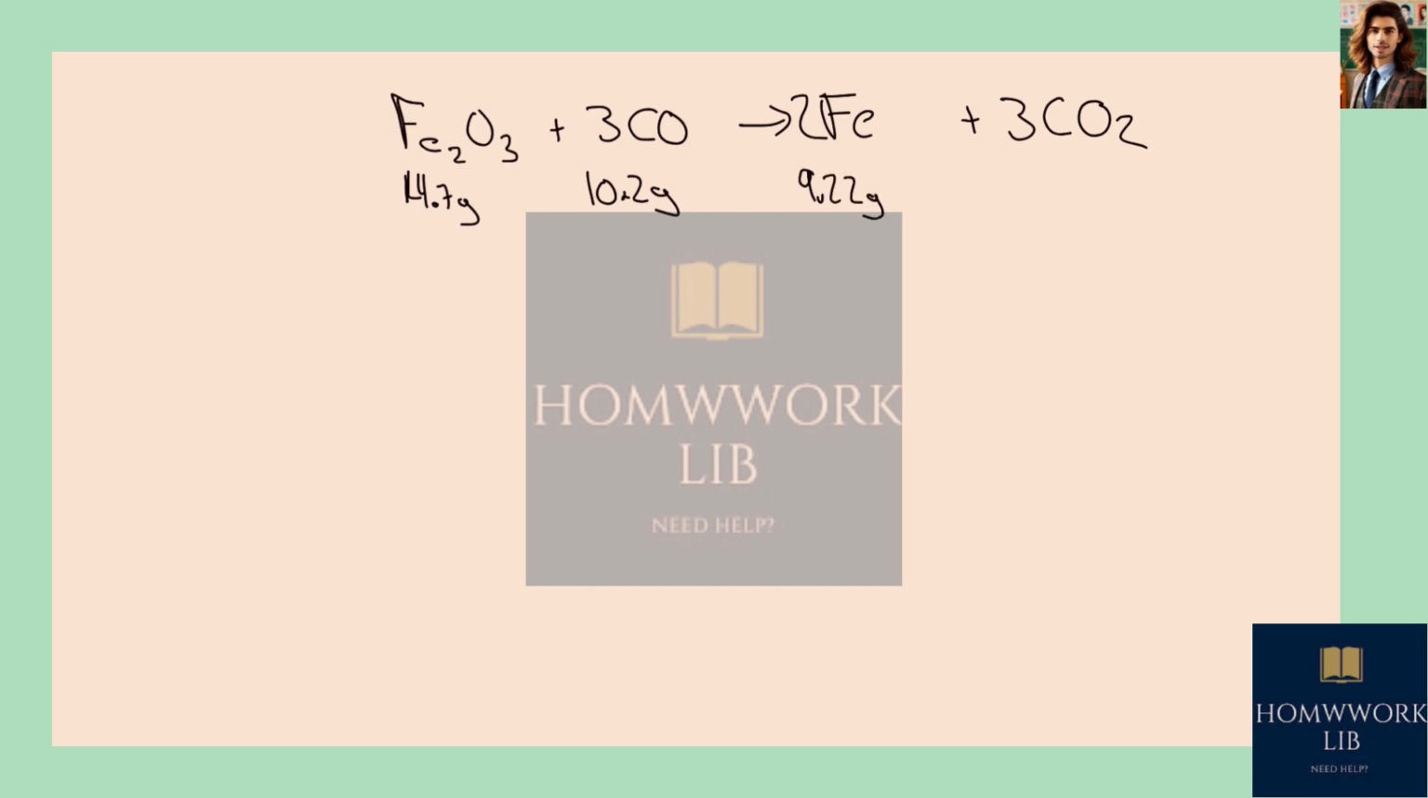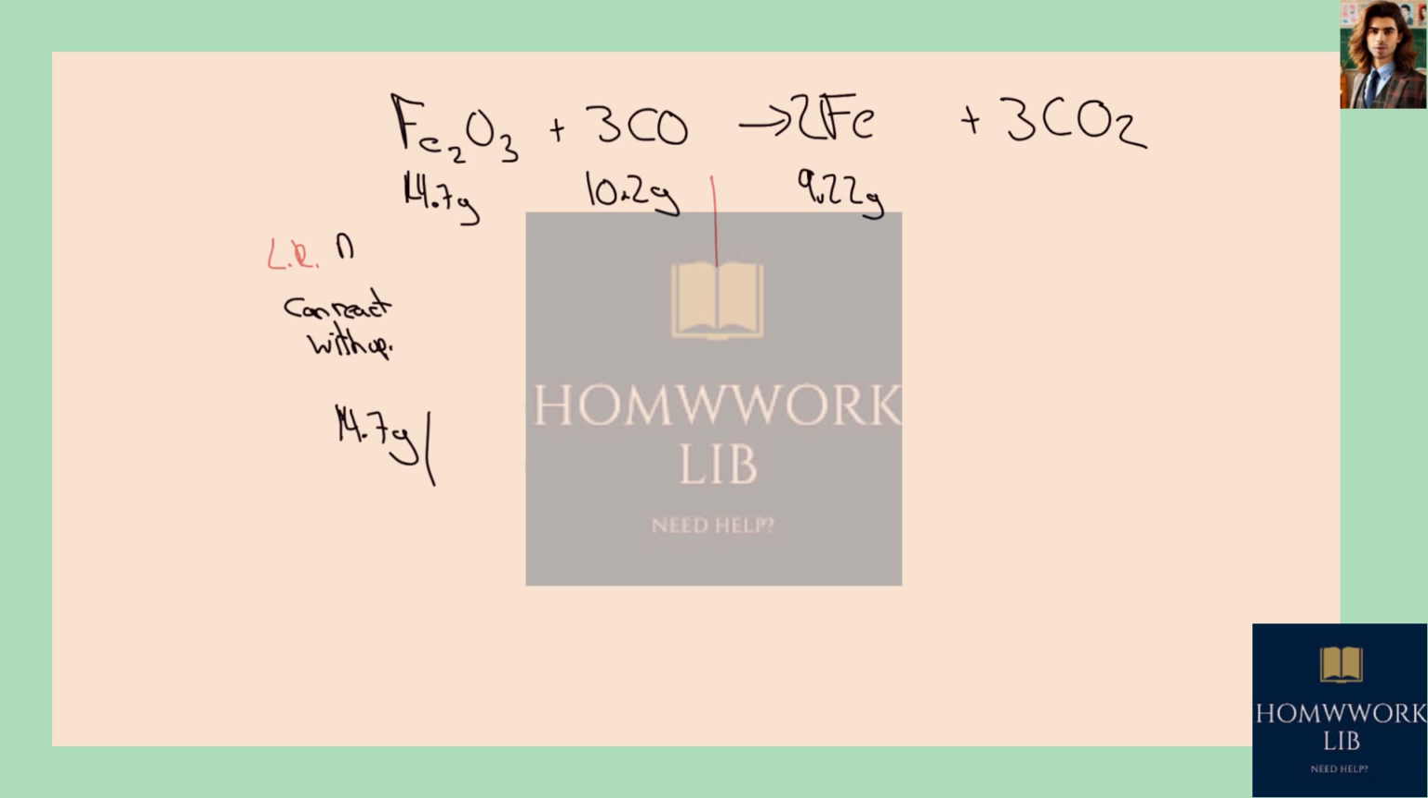So the first thing that we're going to do is find which one is going to be the limiting reagent. For that, we're going to find the amount of mole for each of the compounds that we had, and we're going to calculate with how many of the other compound it can react with. So in this case, for iron oxide, we're going to begin with 14.7 grams.